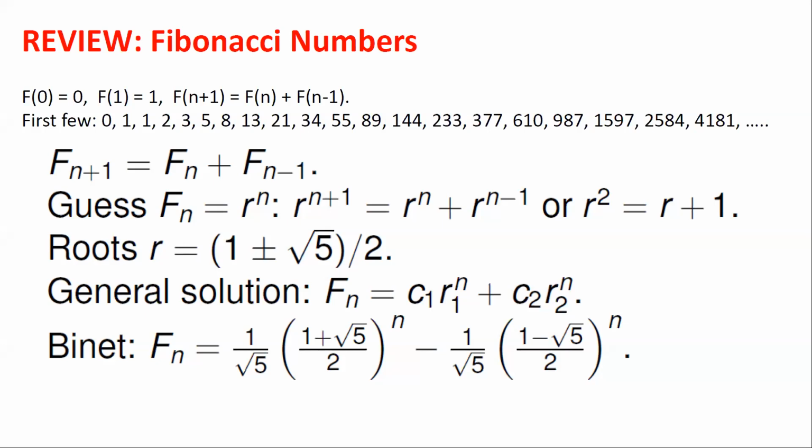So the Fibonacci numbers are defined by the following. F0 is 0, F1 is 1, and then F(n+1) is Fn plus F(n-1). So each number is the sum of the previous 2. So it goes 0, 1, 1, 2, 3, 5, 8, and you see 8 is 5 plus 3. And we talked about why it's not a bad idea to guess that the Fibonacci numbers grow like R to the n for some R.